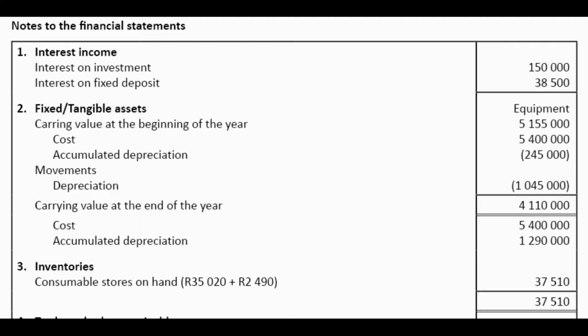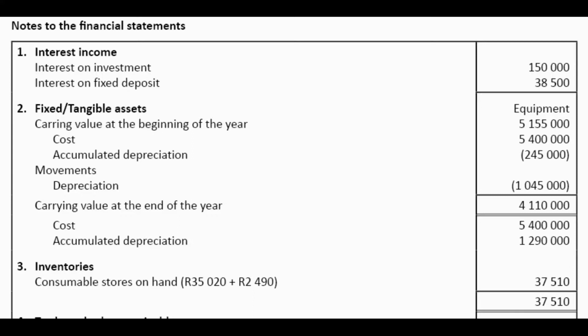The interest income, which we just had now, was the interest on the investment of 150,000. Remember, that was that story that they said half of the interest can be transferred to the income and expenditure. So that is where that 150,000 comes from. And then the interest on the fixed deposit, which was that adjustment for 38,500, was the interest on that adjustment. And if you add those two, you get 188,500.